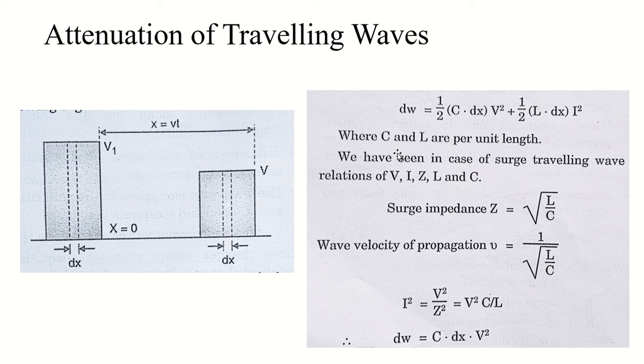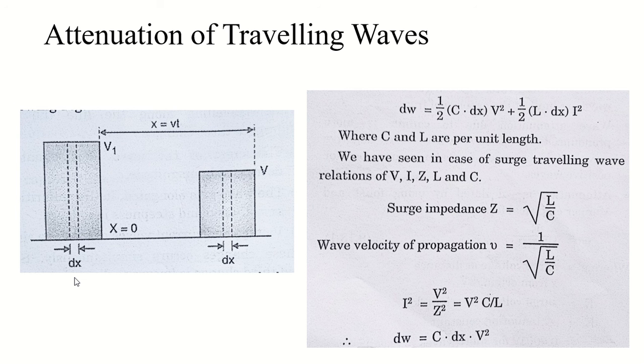So the total energy in the differential length dx of my wave can be given using this formula on the right hand side. You can see dW will be 1/2 C dx into V square. So basically it is the sum of the energy stored in the capacitor and inductor, but we are multiplying it with dx, the distance, right? Basically dx is this width, so we are multiplying it with dx. So dW equals 1/2 C dx V square plus 1/2 L dx I square.